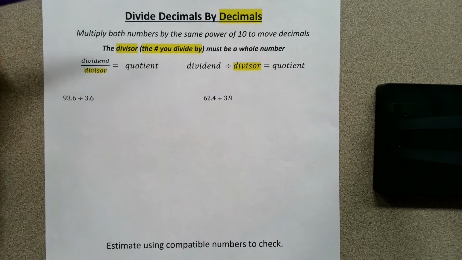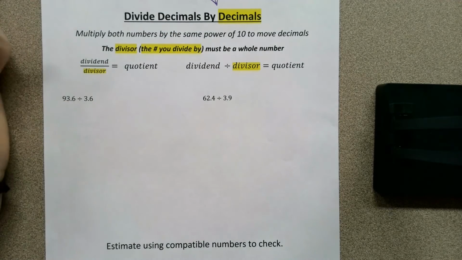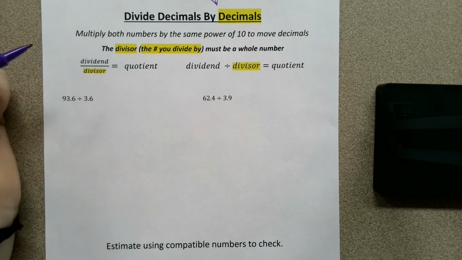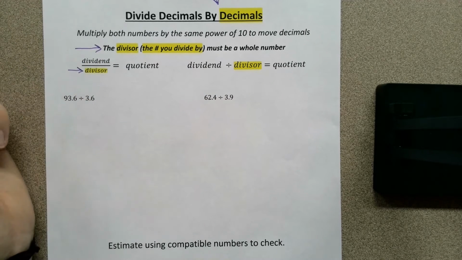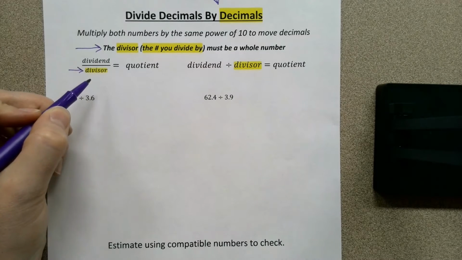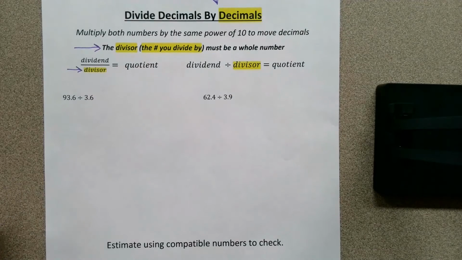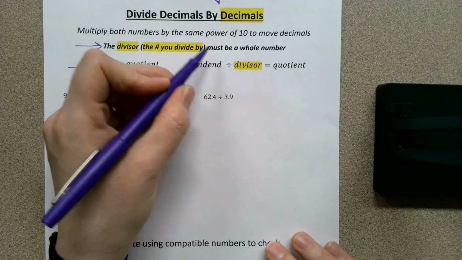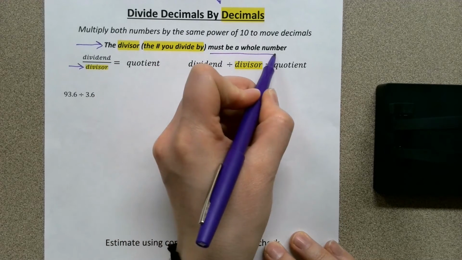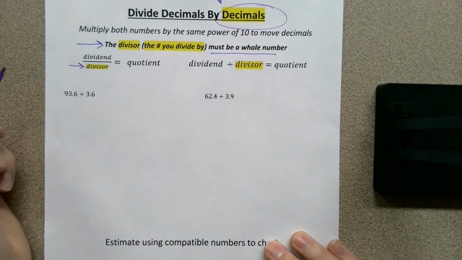Right. Now that we're dividing decimals by decimals, we have to take an important step at the beginning. The number we're dividing by, called the divisor, which is either in the bottom if it's written like a fraction, or it's the second number listed, that number, the divisor, must be written as a whole number. And as you see in the title, it's a decimal at this point.